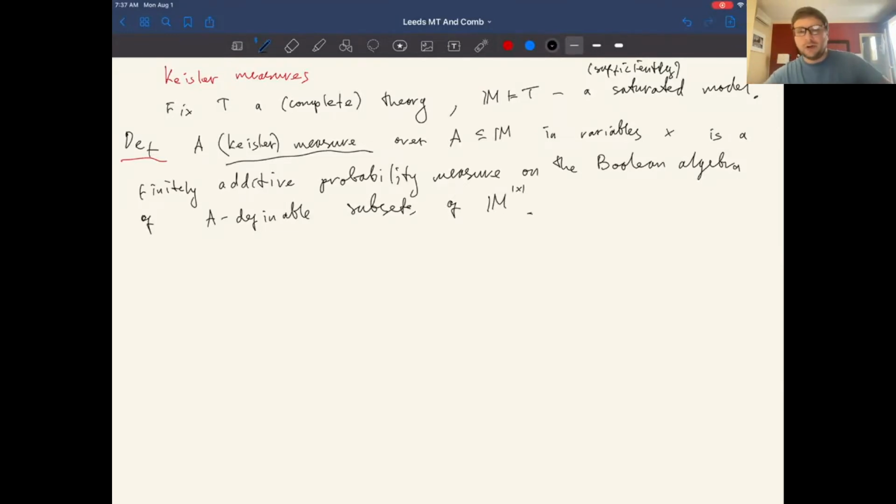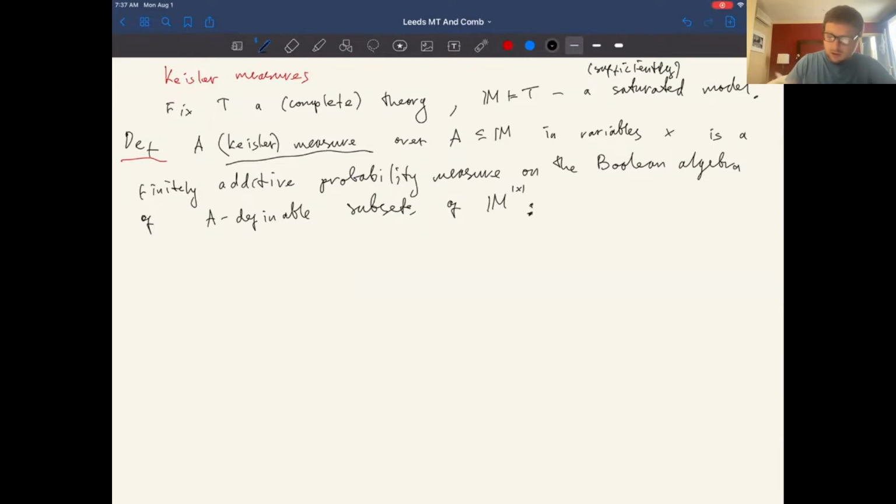So we fix a tuple of variables and we look at all definable subsets with parameters from A of the corresponding power of our model, of our structure M. So of course they form a Boolean algebra. So it makes sense to talk about finitely additive probability measures. So let me remind what this means precisely.